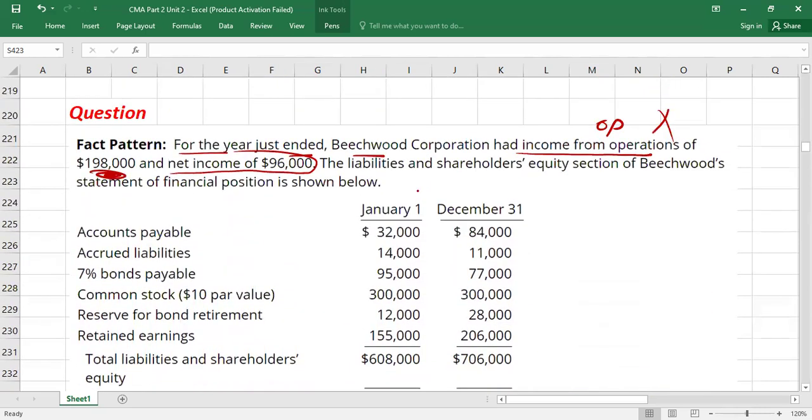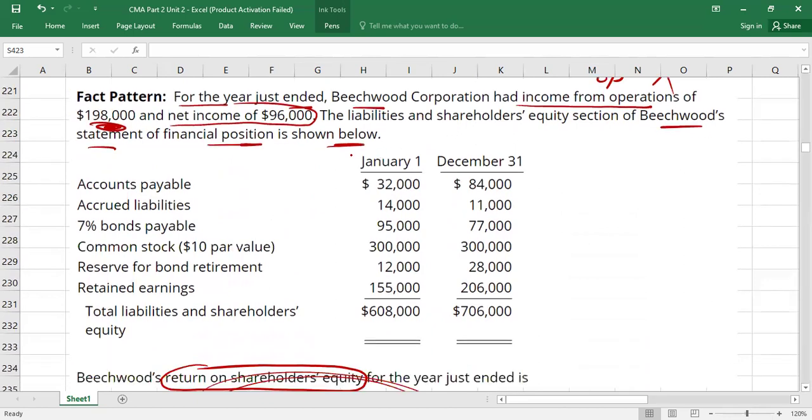Then what? The liabilities and shareholder equity section of B's statement of financial position is shown below. So here we have 2 years of data. This is January 1, the data at the start of the year. This is 31st December. It means these are opening values, these are closing values, right? Okay. Now what I need in the denominator is equity.